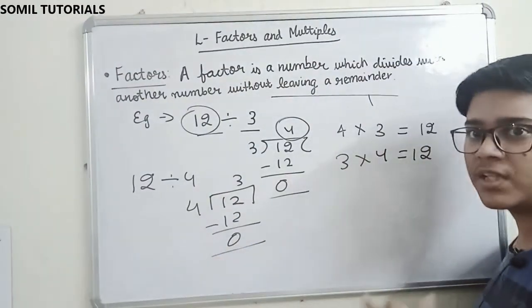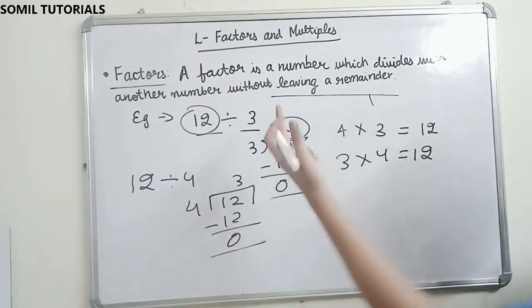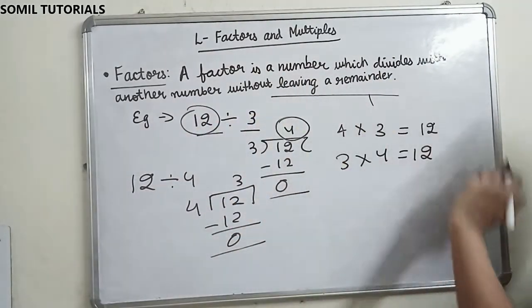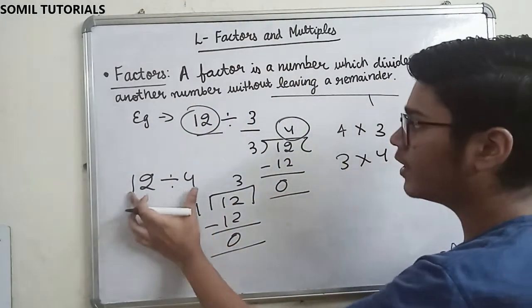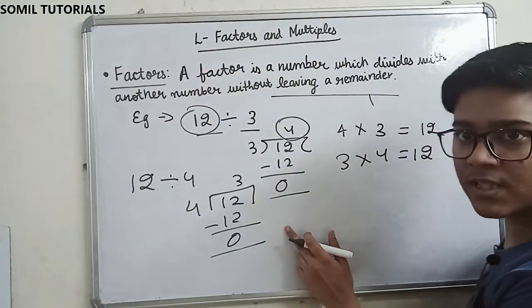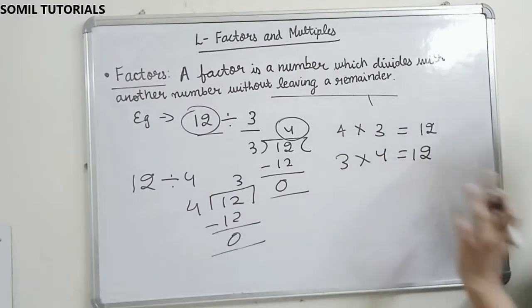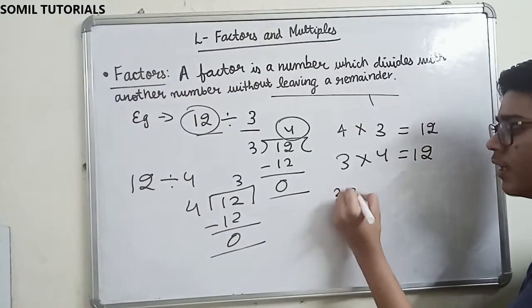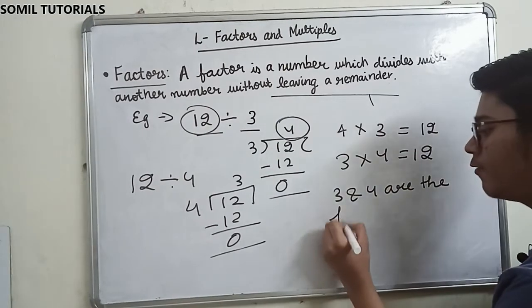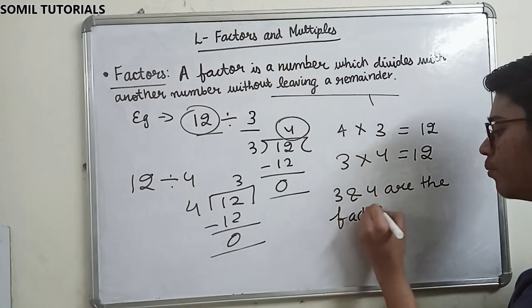Understood what factor basically means? A factor is a number which divides another number without leaving a remainder. We divided 12 by both 3 and 4, and the remainder comes out to be 0. So we can say that 3 and 4 are factors of the number 12.